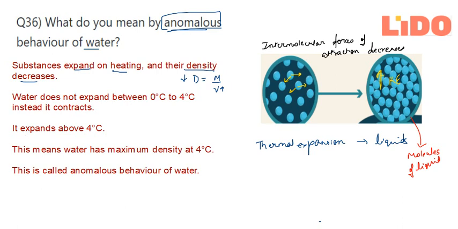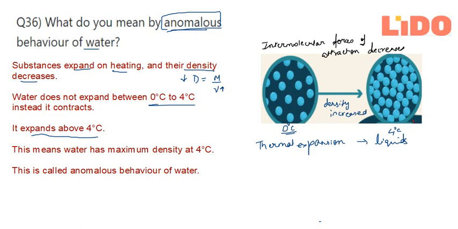Water does not expand between 0 to 4 degrees Celsius. Instead, it contracts. So water contracts between 0 to 4 degrees Celsius. It expands, however, above 4 degrees Celsius. So let's say if this is the water at 0 degrees Celsius, this will be water at 4 degrees Celsius. That is, density has increased. Right? Now, this means that water has maximum density at 4 degrees Celsius, and this is called anomalous behavior of water because it's just quite opposite to what happens in liquids.